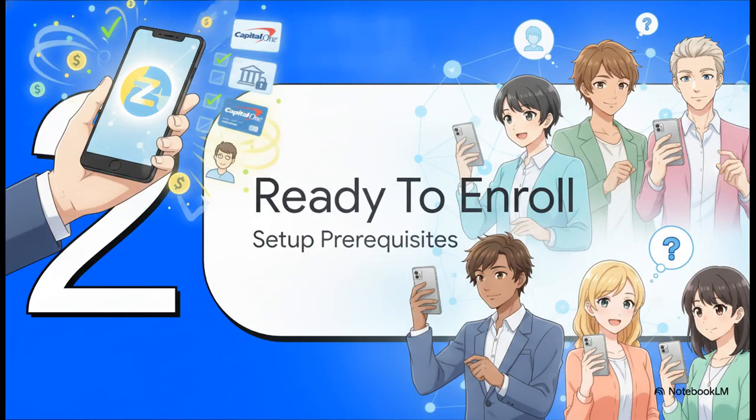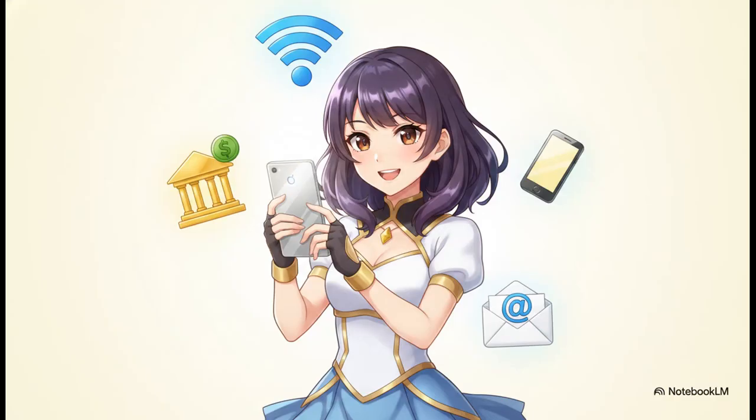Moving right along to Section 2, getting ready to enroll. Now, before we actually open the app and start tapping buttons, let's lower any technological anxiety here, because the prerequisites are incredibly straightforward. You literally just need an active Capital One consumer checking account in good standing, something like a 360 checking account. You'll need your smartphone with the Capital One mobile app downloaded, a stable internet connection, and a US mobile number or email address. That's it. So as long as you have those basics ready to go, you are fully equipped to proceed.